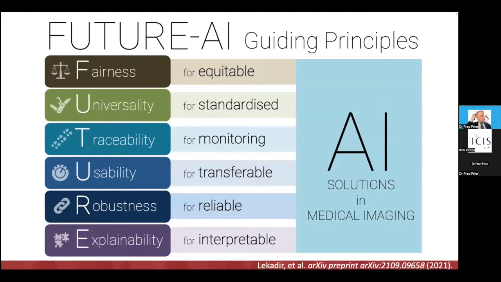This is what Future AI stands for. It's actually an acronym: fairness, universality, traceability, usability, robustness, and explainability. And I'm going to go through each one of these briefly to give you an idea of both what the 30 guidelines really look like and what each of these categories mean. Now, there is a draft, a preprint, the reference is here. The actual final paper hit my inbox this morning, so it's still very much a work in progress and continuously being refined, but the real paper will be out shortly.